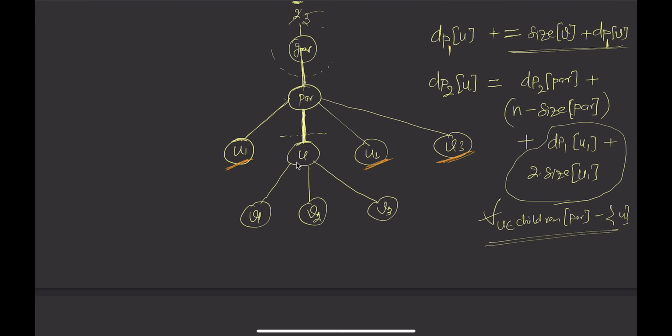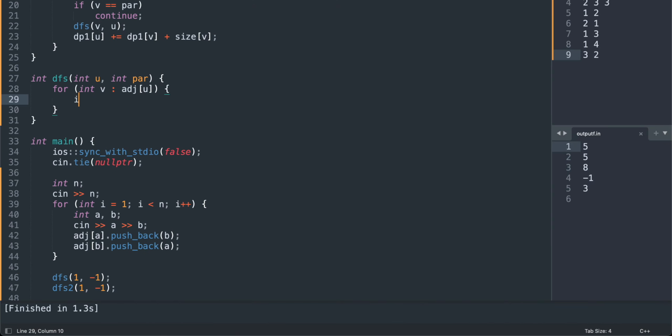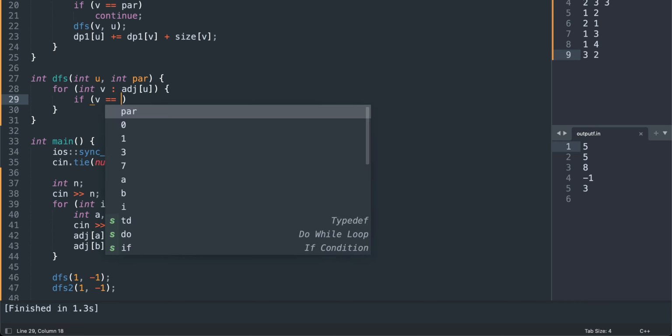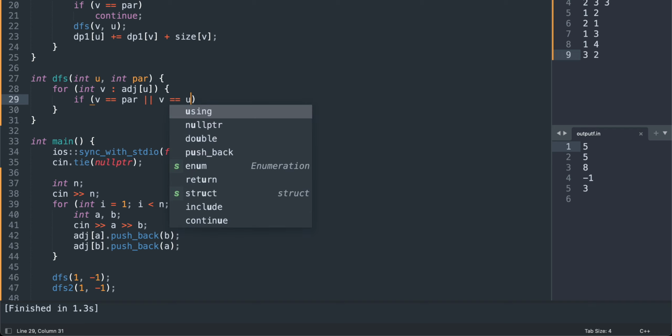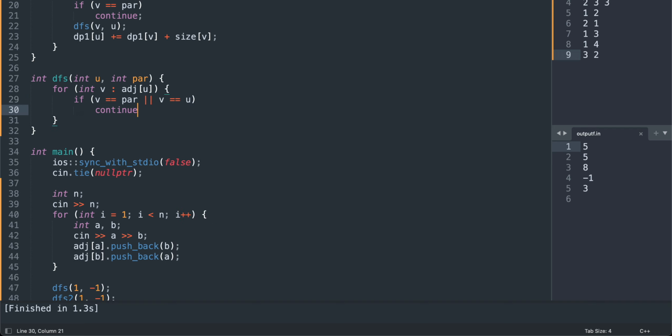And calculate this value, size, 2 times size. So dp1 of v1 plus 2 times size of v1, because every value was getting incremented by 2, other than v. So we can say if v is equal to parent or v is equal to u, then we can continue, right?